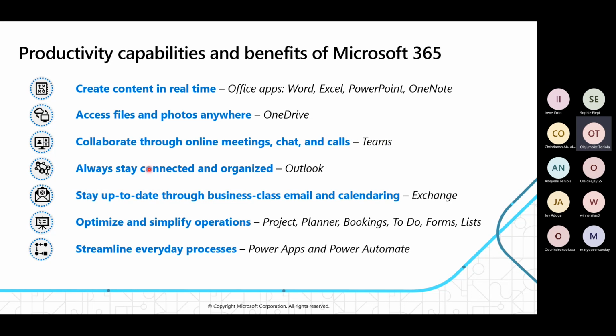If you want to always stay connected and organized, that is, you want to be able to set meetings, see calendar and all of that. Okay, let me not confuse you. If you want to see your emails and also be able to set up calendar meetings and all, you can still use your Outlook, because Outlook is like a client to Exchange. Then if you want to stay updated through business class email and calendaring, it's Exchange. You want to optimize and simplify operations like project, planner, bookings, you will use productivity apps like Project, Planner, Bookings, To-Do, Forms, Lists. Then if you want to streamline everyday processes, you're looking at Power Apps and Power Automate.